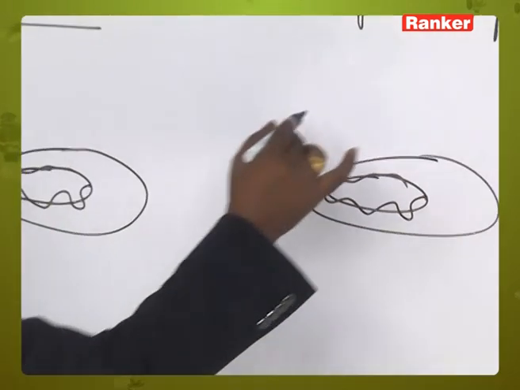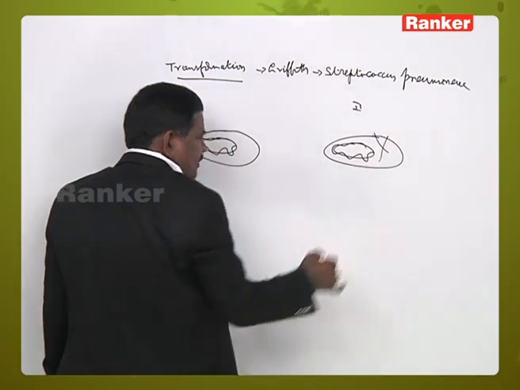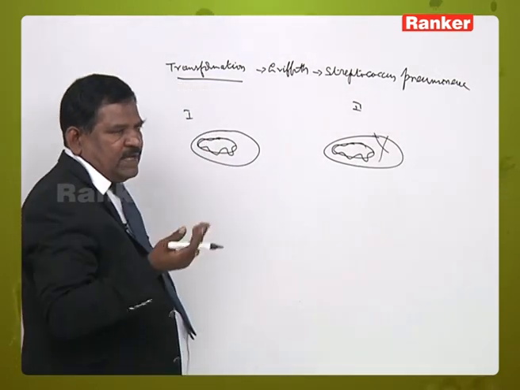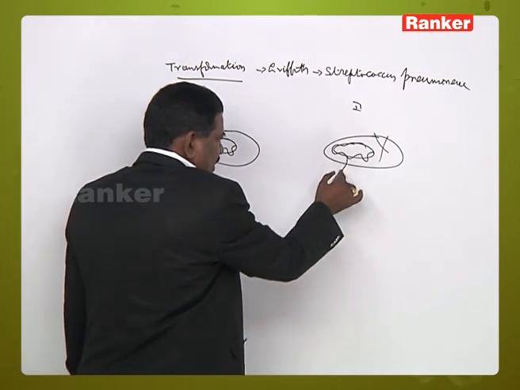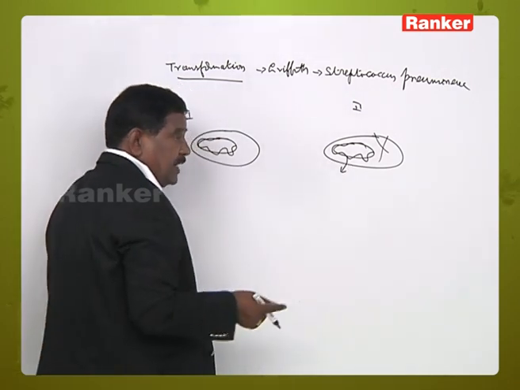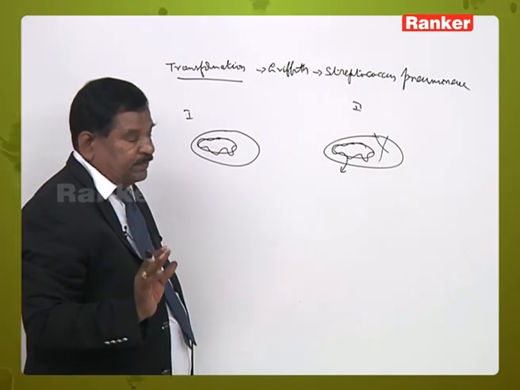Bacterium 1 and 2. This bacterium dies, by any method. Now, genetic material from this bacterium comes out into the surrounding medium, whether it is water, soil, or blood, whatever it may be.